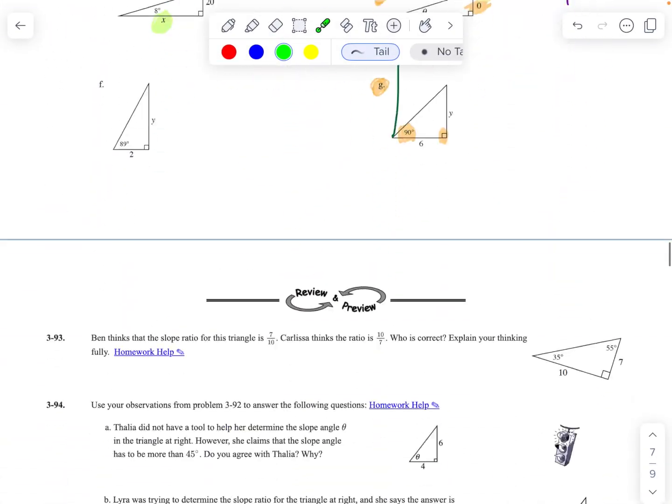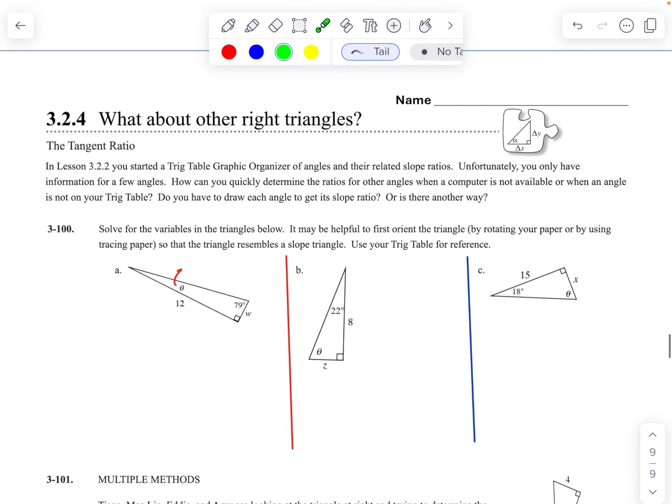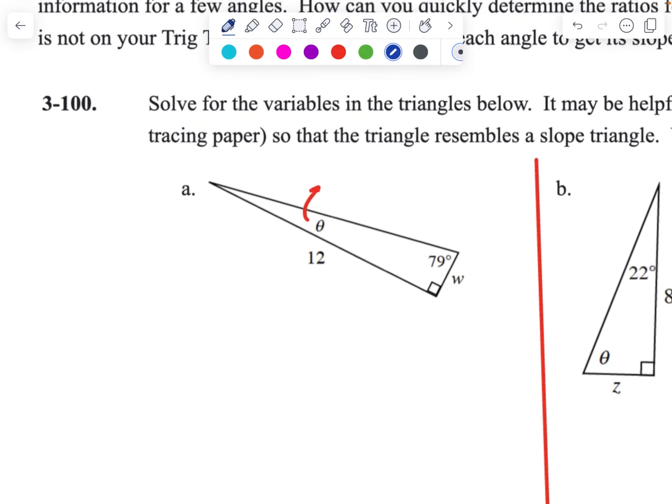Okay, so if we get started on 3.2.4, we have been talking about tangent ratio. We have that table that we've been using for the tangent ratio, and we are going to continue to work with that table and find out what tangent is. Even though we haven't called it tangent, we have been doing it. I'm going to start on this problem 1-0-0A.